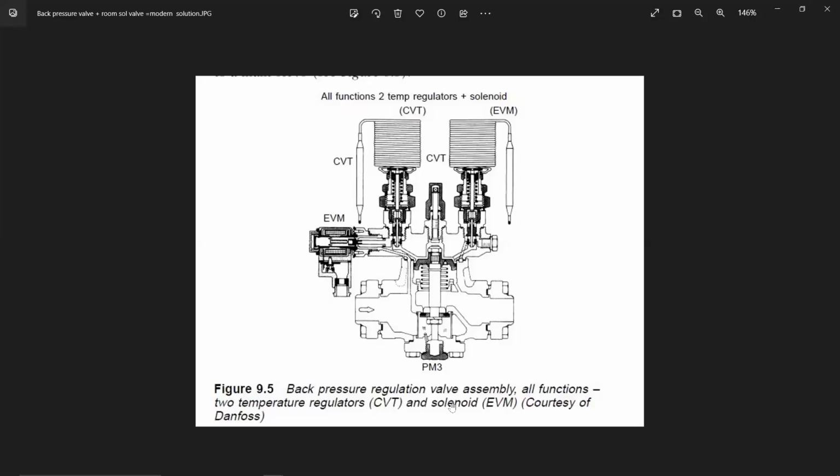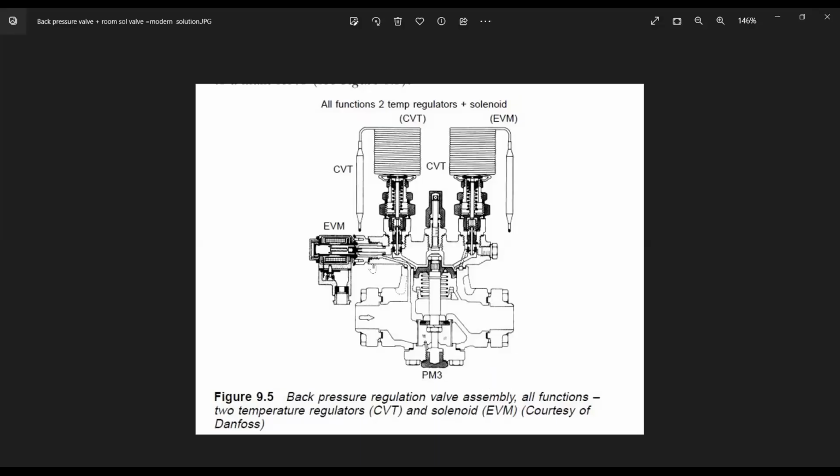So nowadays they don't have a separate room solenoid valve and a separate back pressure valve. They have it both in a combined body. I'll just show you how it looks. This is a back pressure regulation valve and a solenoid valve combined. So the solenoid valve is there on one side, and this is the back pressure valve. Two temperature regulators plus a solenoid valve.